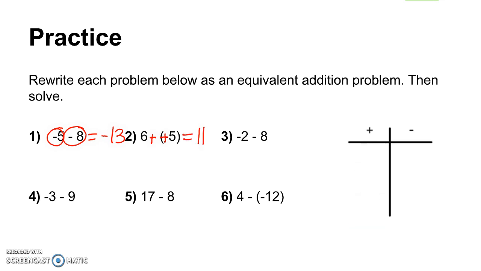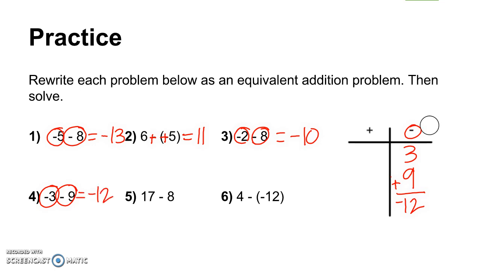Negative 2 minus 8. Negative 2 is negative. 8 is negative. They go in the same column and I add, and I get negative 10. Okay. Number 4, negative 3 minus 9. Remember, 3 is negative, 9 is negative. So let's go in the same column, and I add: negative 12.